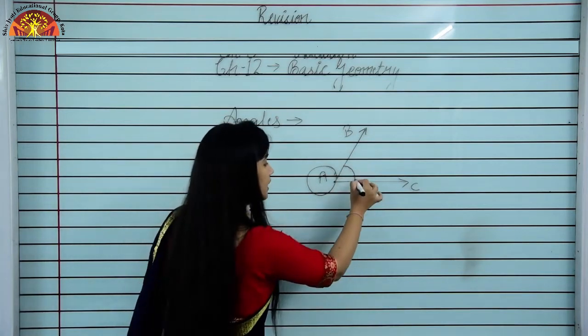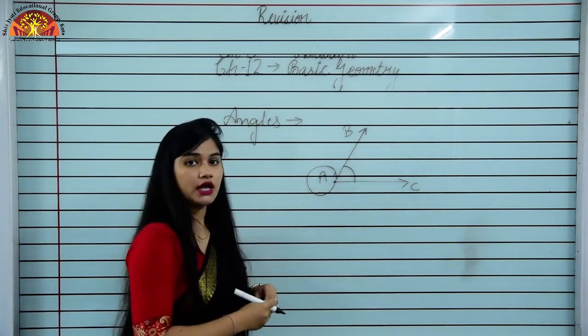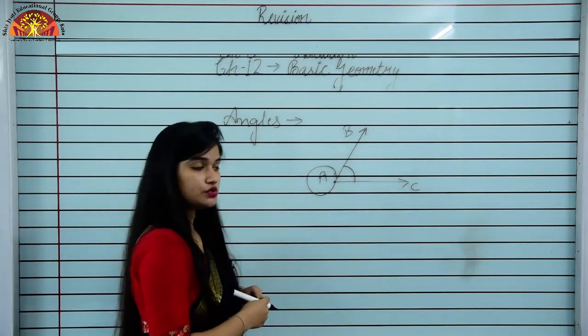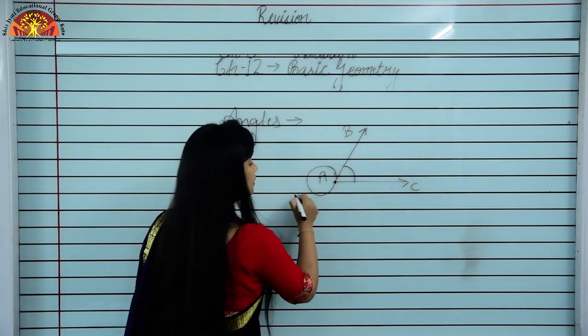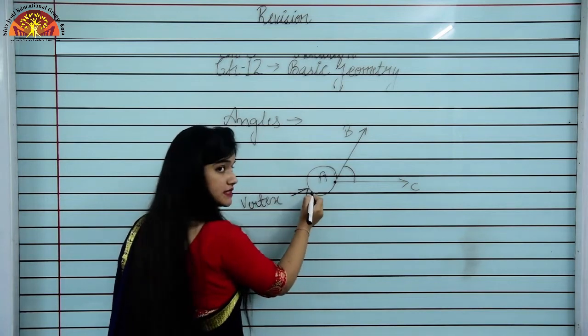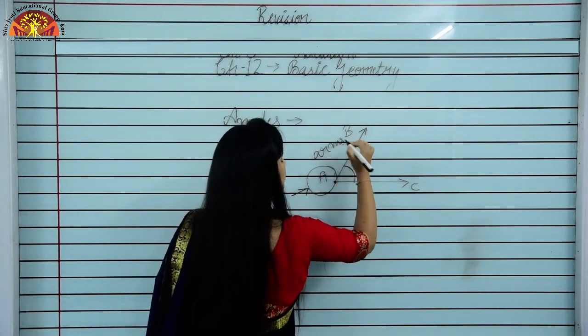How we can form an angle? If we take two rays and the rays are meeting at a common end point, then an angle is formed. Understood? And this point A, this end point is called the vertex. This is the vertex, and these rays are called arms of the angle.